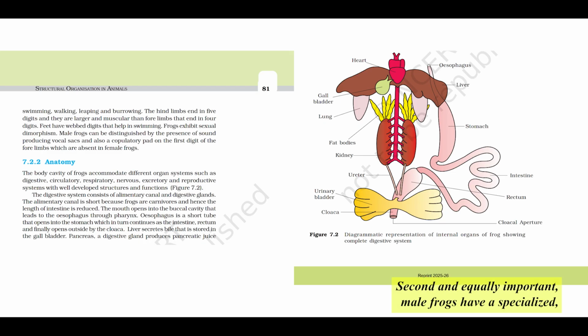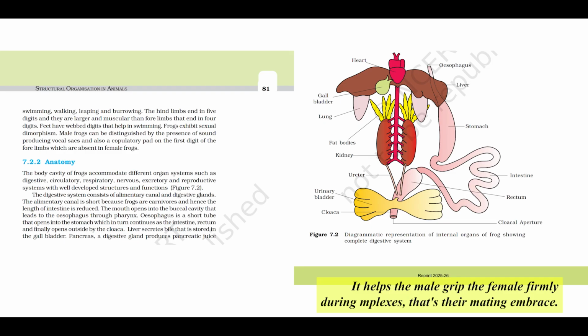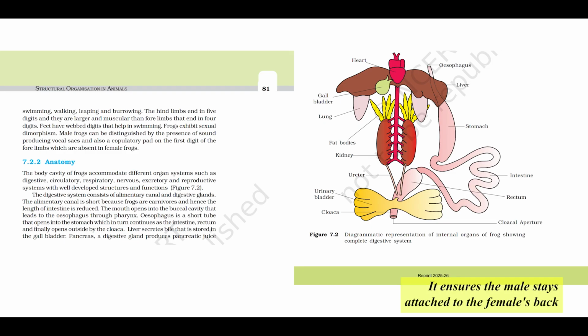Second, and equally important, male frogs have a specialized thickened structure called a copulatory pad, sometimes called a nuptial pad. It's on the first digit of their forelimbs, specifically on the inner side of the thumb-like digit. This pad develops during the breeding season and becomes rough and swollen. Its function is absolutely crucial. It helps the male grip the female firmly during amplexus, that's their mating embrace. It ensures the male stays attached to the female's back while she lays her eggs and he releases sperm.